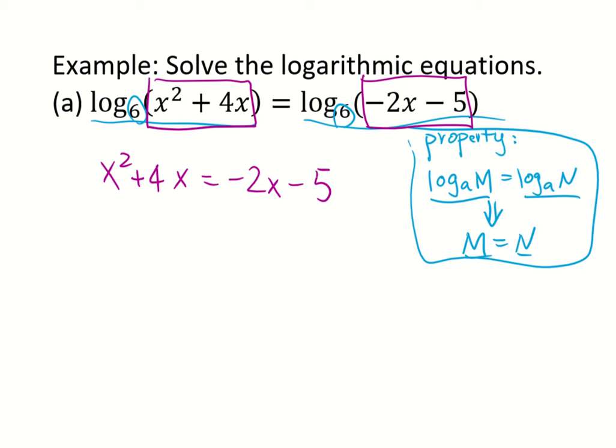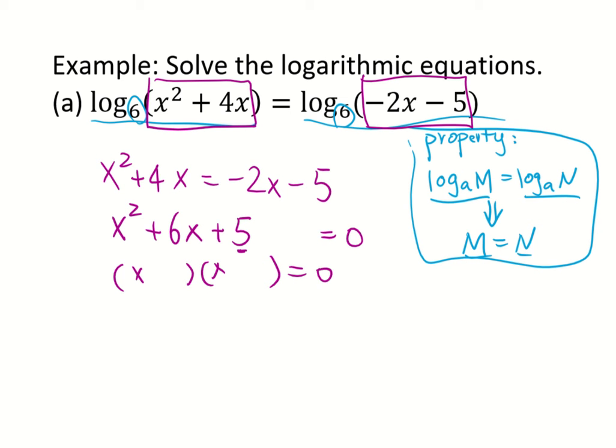To solve a quadratic equation, you want to make one side of the equation 0. So we will move everything to the left side. You will get x squared plus 6x plus 5. Now solve this equation by factoring. We want to find two numbers. They multiply to be 5 and they add up to be 6.